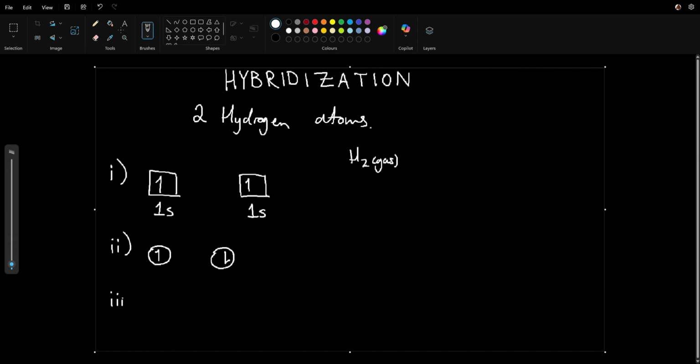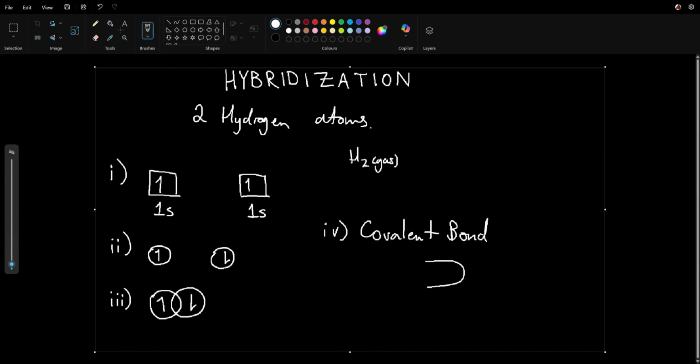And then our third step is going to show the overlap. So once they overlap, we're going to have this one. I'm just drawing them bigger just for reference, but they don't actually increase in size. We have the first one and second one, just like this, and just like this. And then lastly, they form a covalent bond. And it looks something like this.